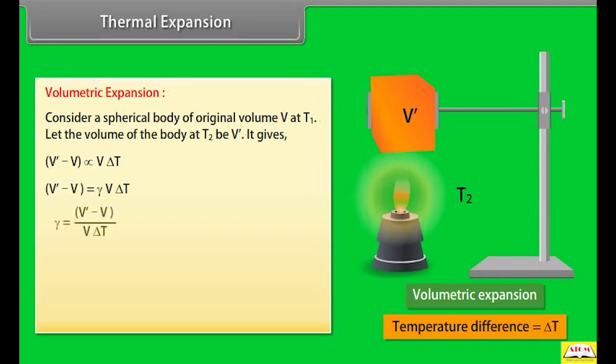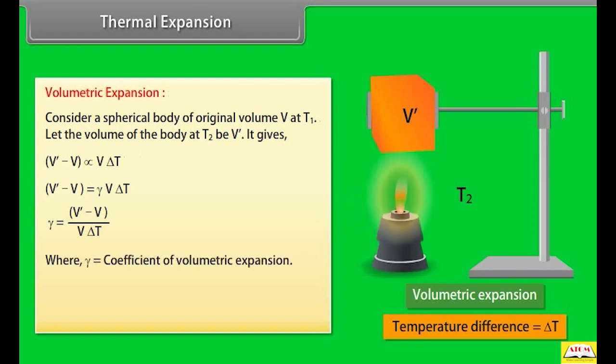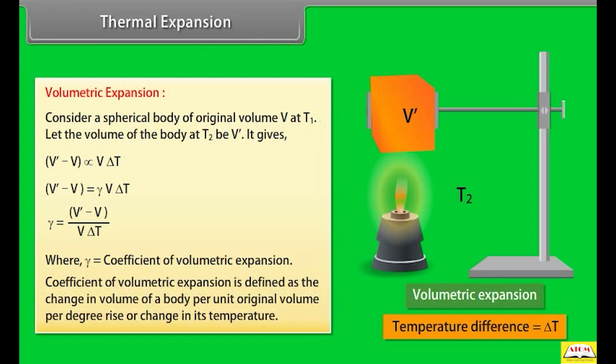Value of gamma is equal to V dash minus V upon V delta T, where gamma is equal to coefficient of volumetric expansion. Coefficient of volumetric expansion is defined as the change in volume of a body per unit original volume per degree rise or change in its temperature.